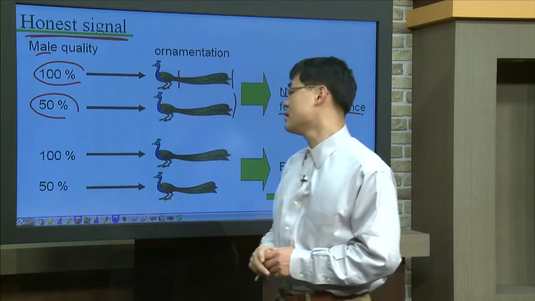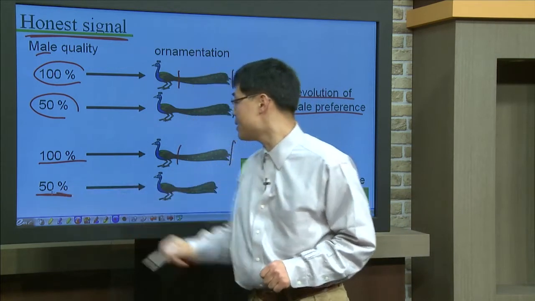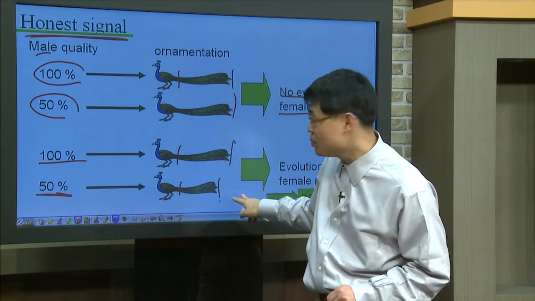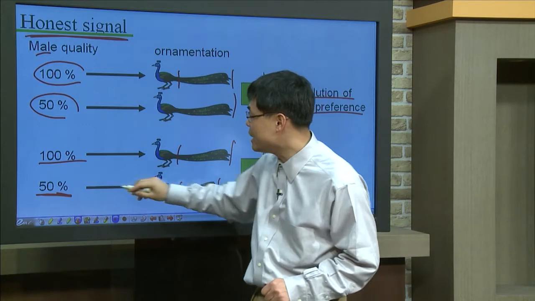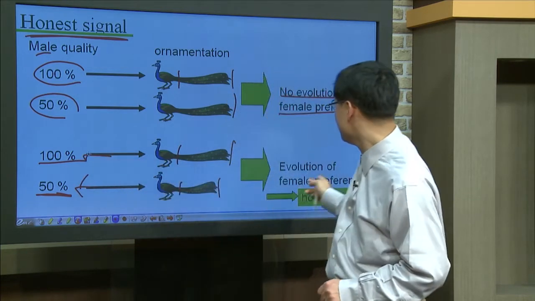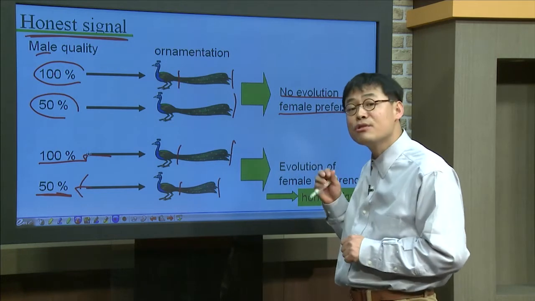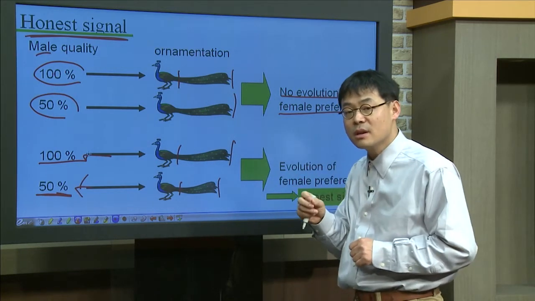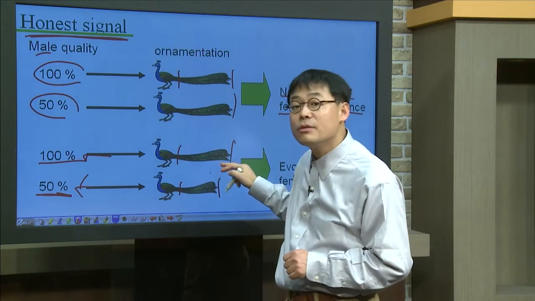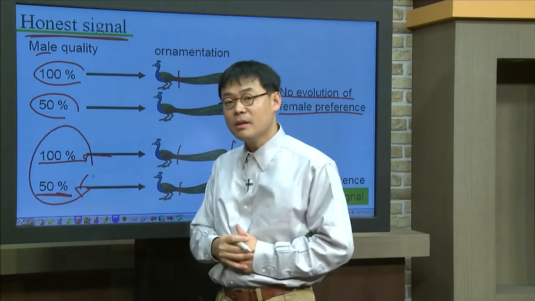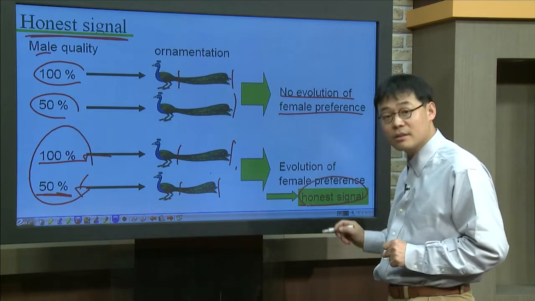But let's look at this scenario. Here is a good quality male giving this amount of the signal, and here's a low quality male. You see the difference between these two. Simply looking at the signals of these two individuals, you can correlate it to the quality of the male, then the females can tell which one is the good, which one is the bad, low quality male. Then she can increase her own fitness. Receivers can increase their fitness by making a choice based on this signal, because this signal exactly reflects the condition of the signalers. So then we say the signal is honest. This is the honest signal.